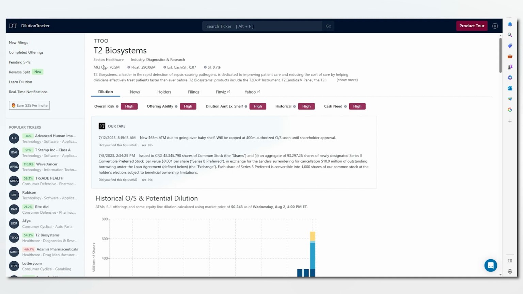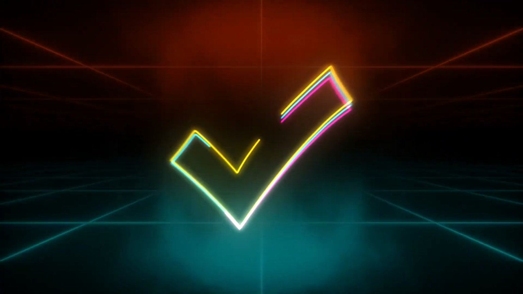I'm gonna go to TTOO. The first thing we're gonna look at is the market cap. Market cap says 70.5 mil. That was one of the checklists. Market cap under 100 mil. We're gonna give it a check right off the bat.